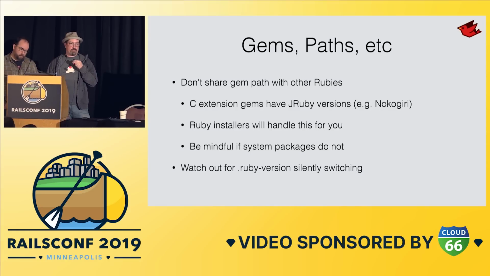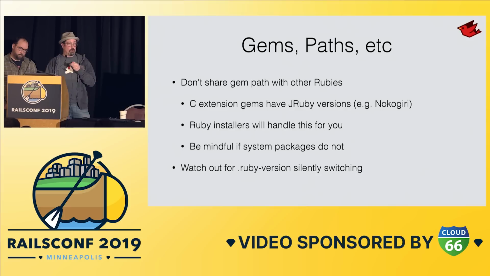A couple other tips for making a move to JRuby or starting with it. Don't mix gem paths. Sometimes with the Ruby installers, you'll be able to share it across different versions of CRuby, different versions of MRI. It really just doesn't work so well because we have different platform gems. We have our own Nokogiri version, stuff like that. So usually this is separated by your Ruby installer, but it's something to keep in mind.